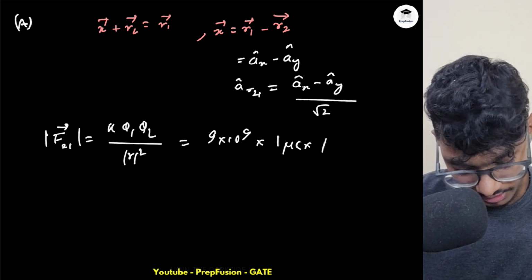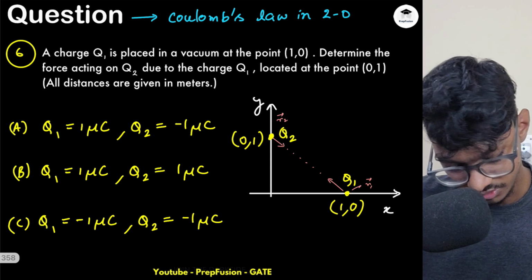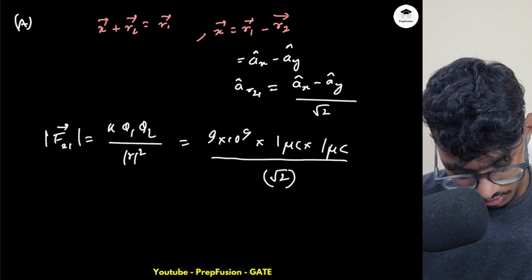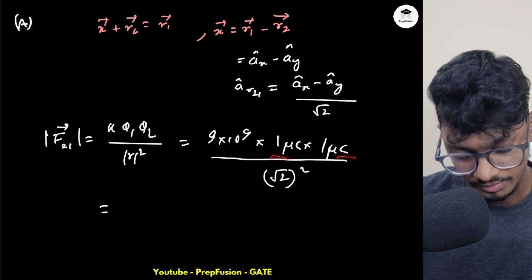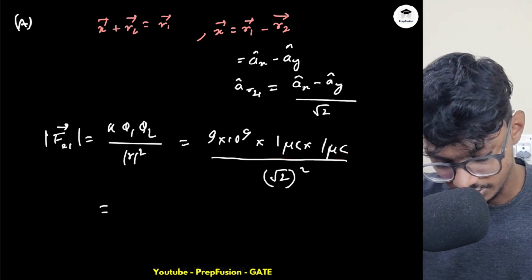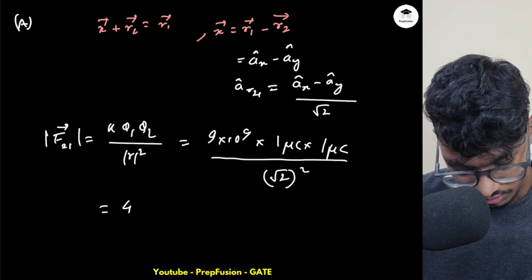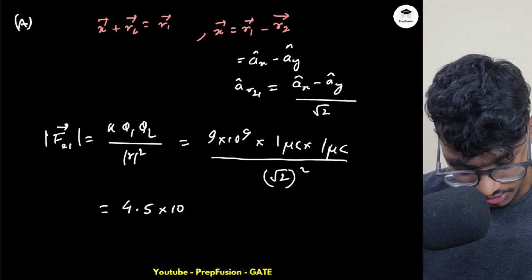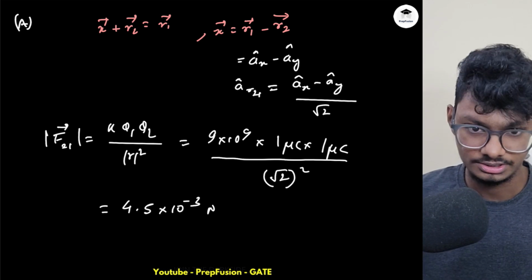This will be 1 microcoulomb and this will be 1 microcoulomb, divided by r square. R square is root 2 whole square. So this is 10 raised to power minus 6, 10 raised to power minus 6, 10 raised to power minus 12. This will be 9 into 10 raised to power minus 3 divided by 2. So 4.5 into 10 raised to power minus 3 is the magnitude.